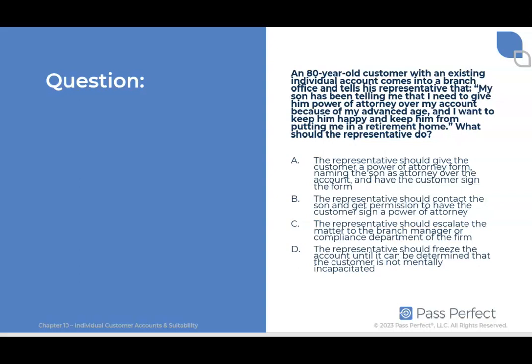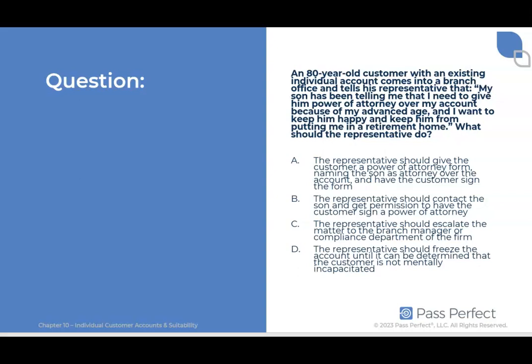Okay, so what we have is this situation here. So many have answered D, that the representative should freeze the account until they can determine he's not mentally incapacitated. Now, we may have, of course, customers who are suffering under the effects of dementia or Alzheimer's. And if we talk to our customer and they seem to be well out of it, then we should escalate that to a supervisor. But no, we do not need to freeze the account. The only time we would freeze the account is if we suspect financial exploitation, and that's the case to determine if any financial exploitation is going on.